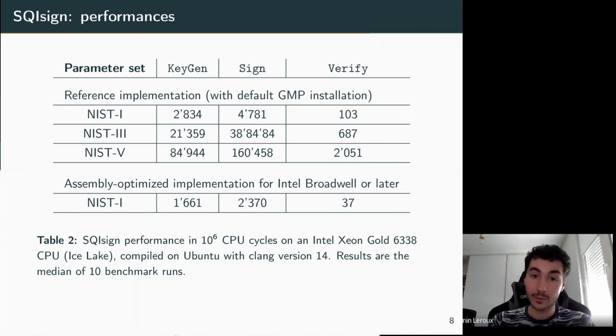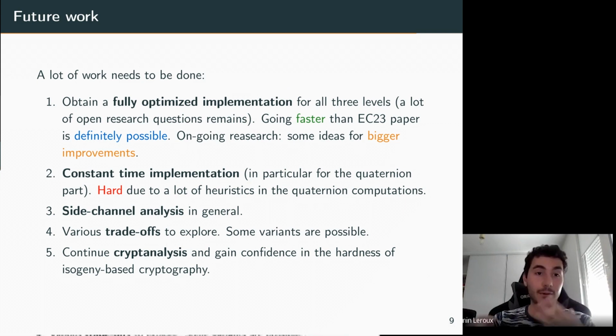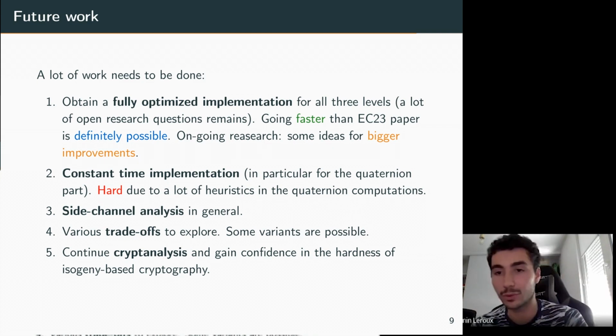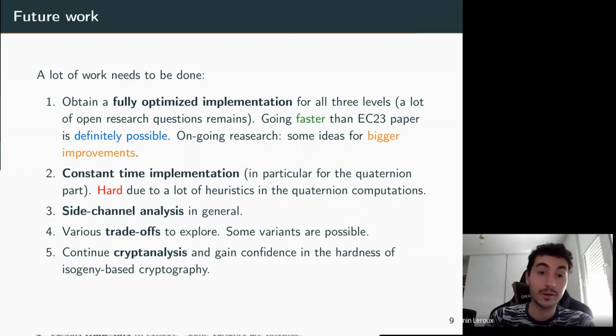Still, there are some improvements to be made, and there is still a lot of work to be done on the implementation of SQISign. First, we need to obtain a fully optimized implementation for all three levels. There are a lot of open research questions that remain. As I said, we definitely believe that we can go faster than the EuroCrypt 23 paper. And there is also some ongoing research on some deeper ideas to improve the algorithms themselves.